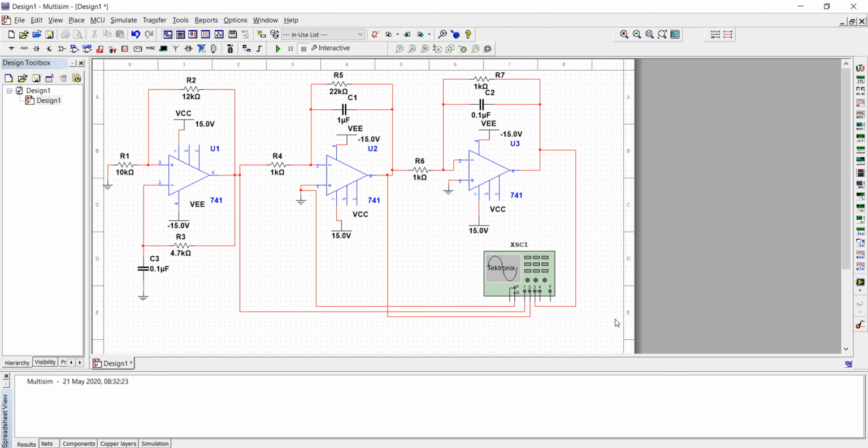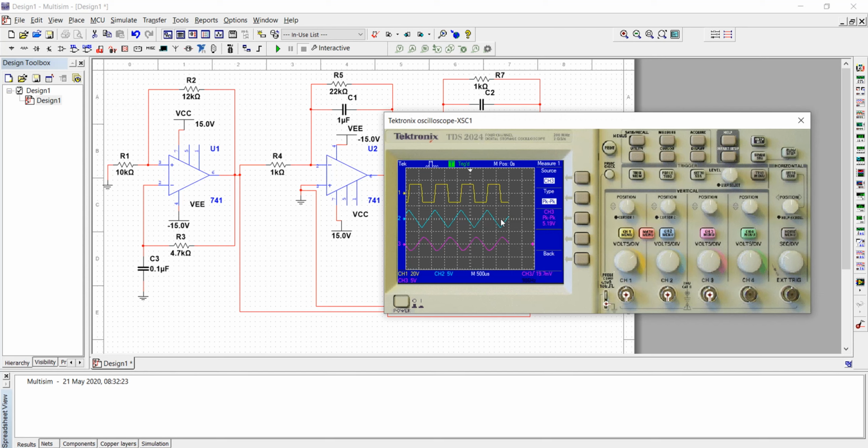So here I have already drawn and rigged up this circuit. This first circuit is an astable multi-vibrator circuit. This will be the output which is connected to channel 1. Now the second part is an integrator circuit which is connected to channel 2, and the third part is another integrator which is connected to channel 3. So we will observe the waveforms of this particular case now. I will just give simulate run for this particular case.